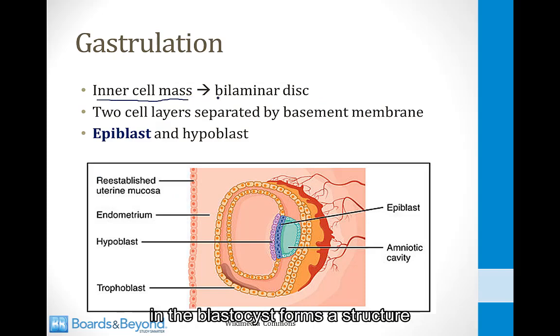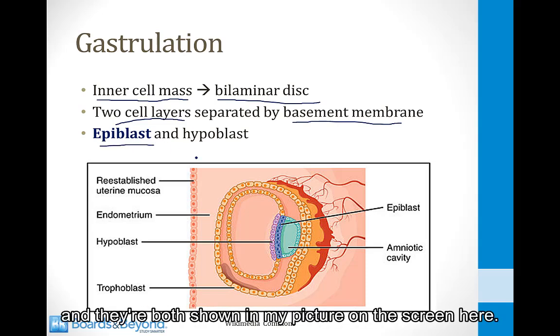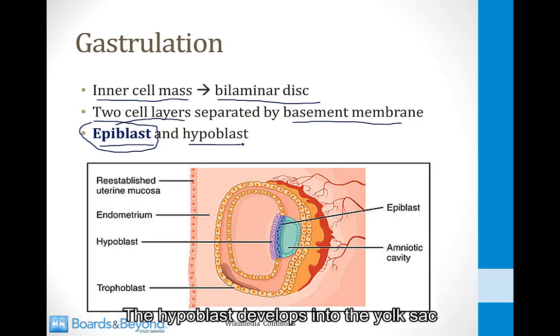The way that gastrulation occurs is that the inner cell mass, which I showed you a few slides ago in the blastocyst, forms a structure called the bilaminar disc. The bilaminar disc contains 2 cell layers, that's why it's called bilaminar, separated by a basement membrane. And the 2 cell layers are called the epiblast and the hypoblast, and they're both shown in my picture on the screen here. And I've bolded the word epiblast because the epiblast is what will develop into the embryo. The hypoblast develops into the yolk sac and some other important structures in the womb, but it does not develop into any future embryonic structures.